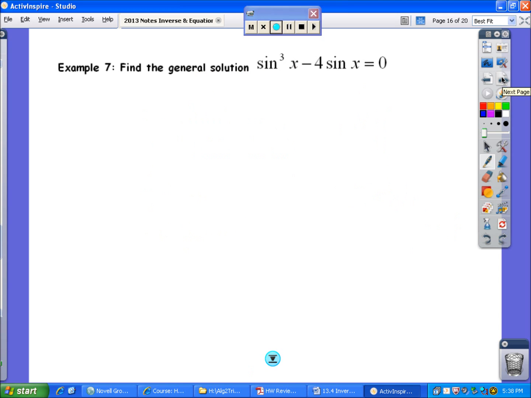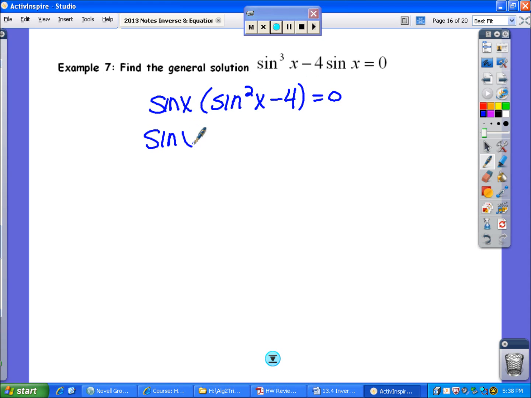All right, find the general solution. All right, we got a factor here. Let's factor out a sine of x. So we're left with sine squared x minus 4. All right, this is difference of squares, so factor again. So I got sine x plus 2, sine x minus 2.